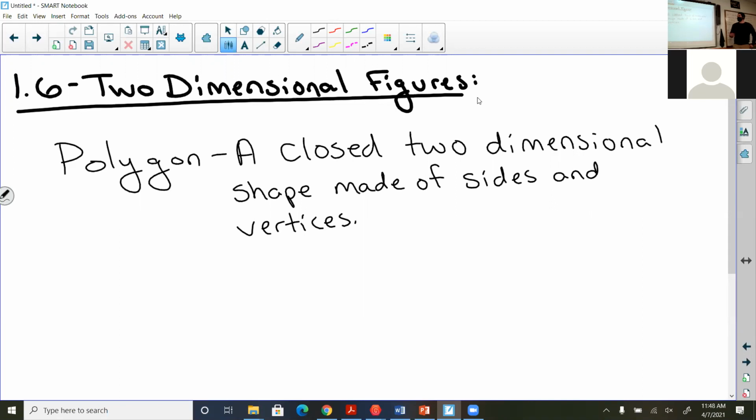So when we have a closed two-dimensional shape made of sides and vertices, it is a polygon. If we had a closed three-dimensional shape, then we're going to be working with polyhedrons. So the name changes from gon to hedron based off of what we're talking about.